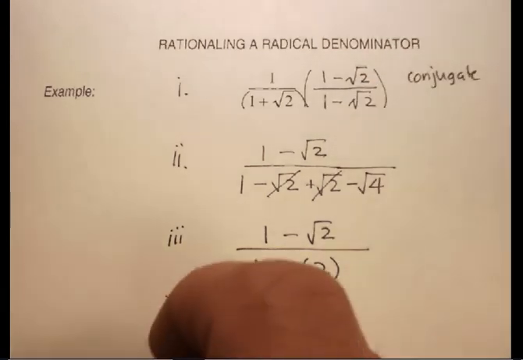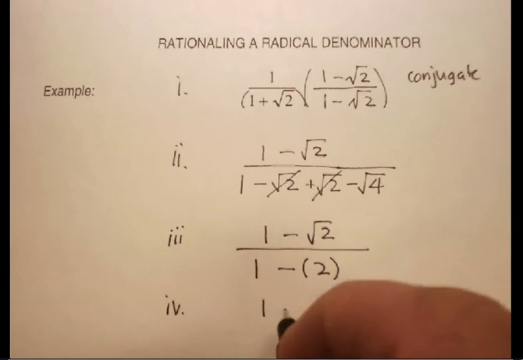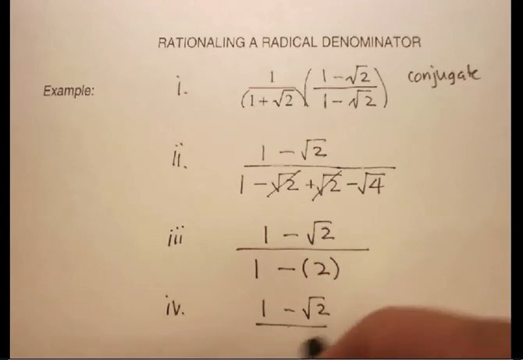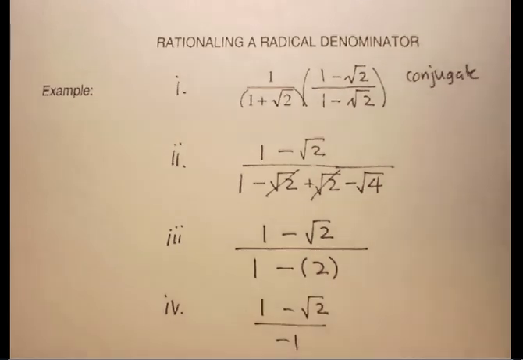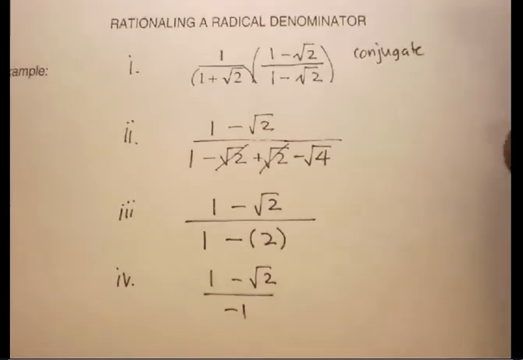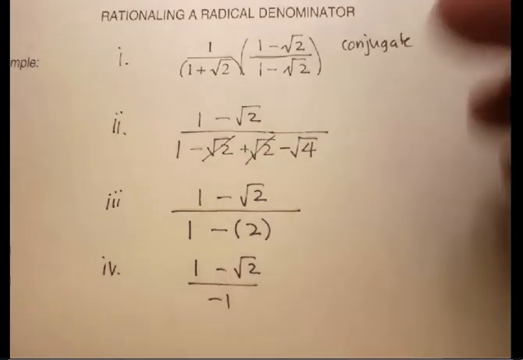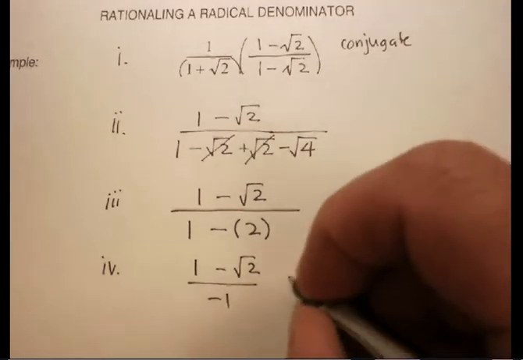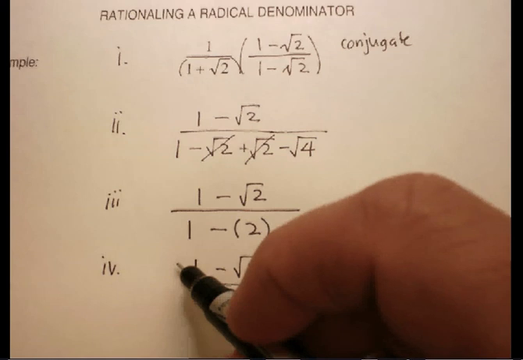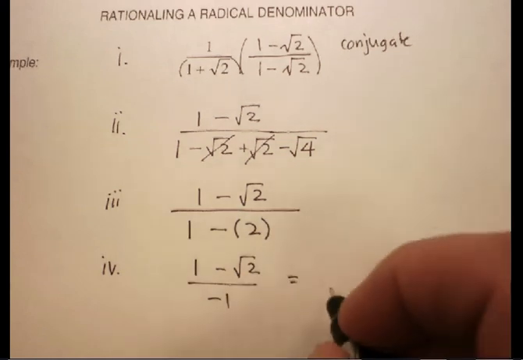Anyway, let's go ahead and clean up this final answer. It's going to be 1 minus radical 2 all over negative 1. Now something to be aware of is that probably this answer will not appear this way on a multiple choice test or something. You will probably get the negative 1 put up to the top.